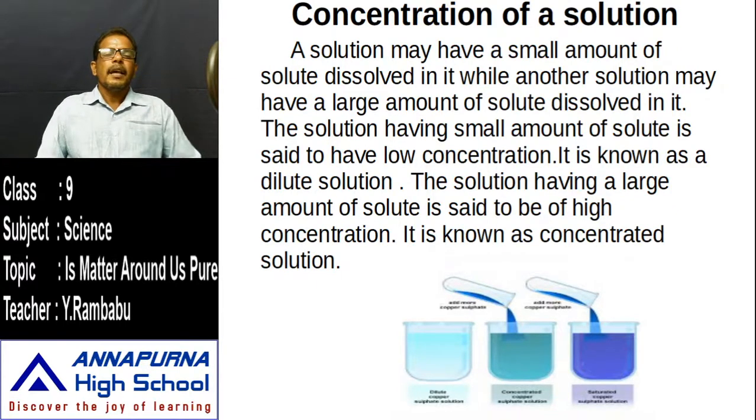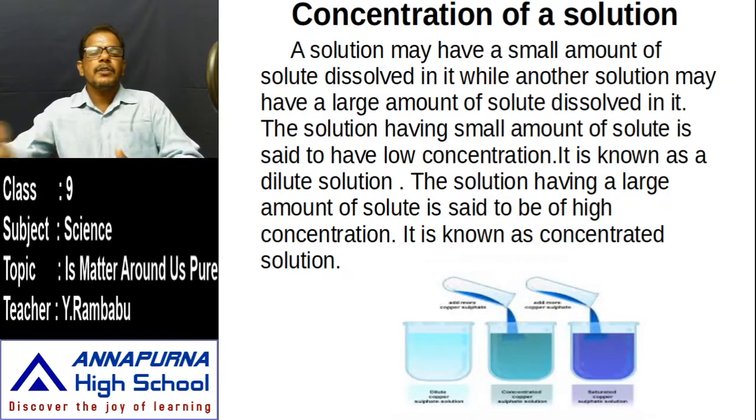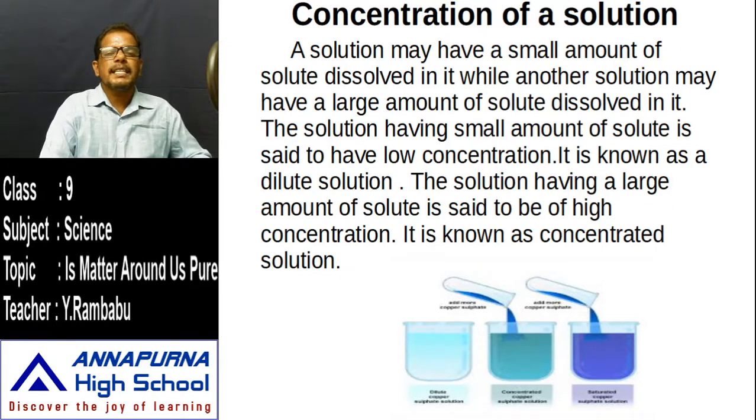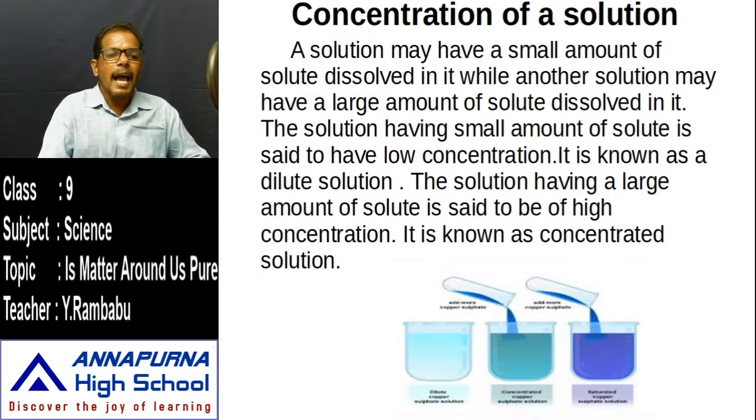That means a solution may have a small amount of solute dissolved in it, while another solution may have a large amount of solute dissolved in it. In another solution, another amount of solute may be present. Like that, in different solutions, the amount of solute present is also different. Based on the amount of solute present, these solutions may be called dilute solution or concentrated solution. Then what is a dilute solution and what is a concentrated solution?